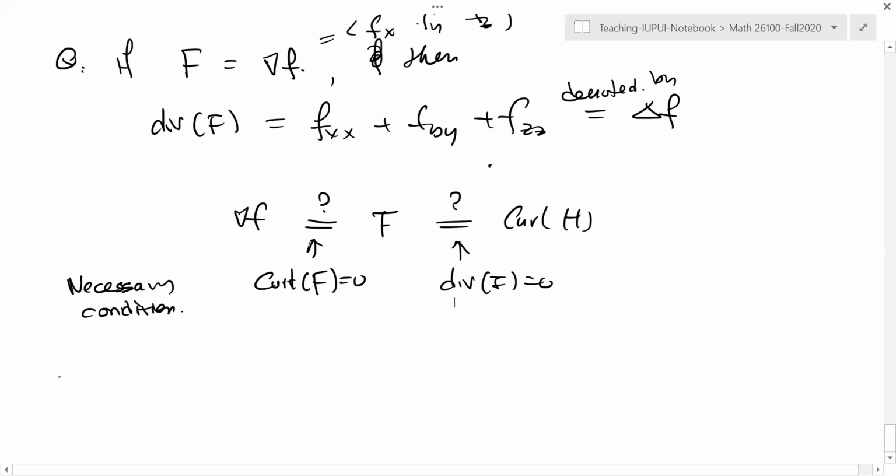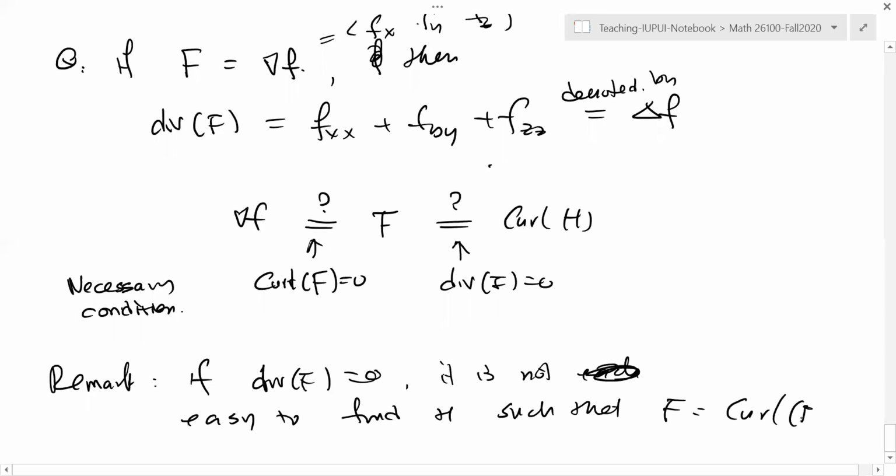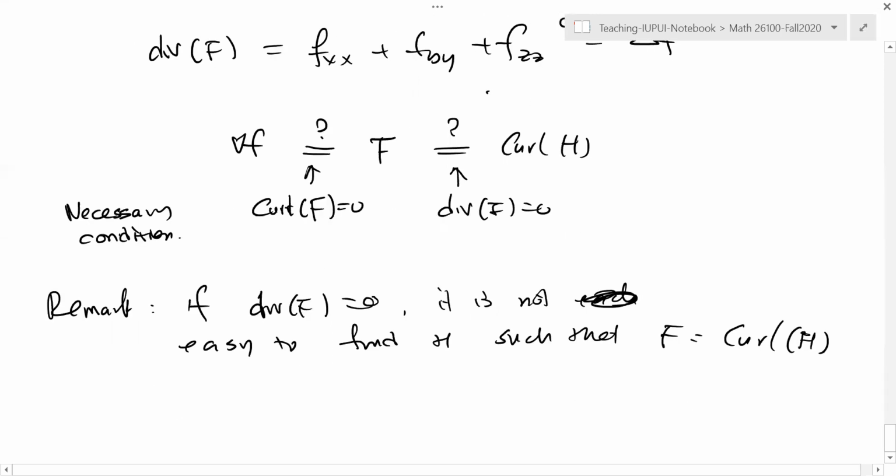Here's a remark. If the divergence equals 0, it is not easy to find the h such that F is going to be the curl of h. Maybe it's impossible. We don't have such a theorem here. So let's take a look at some examples.